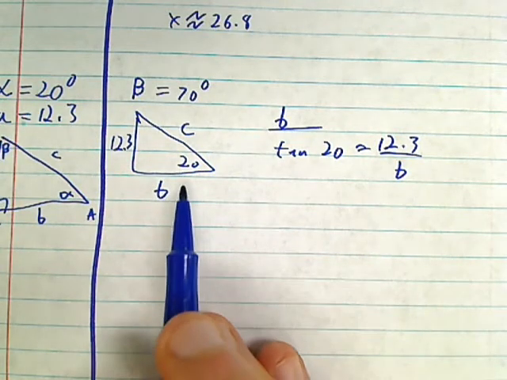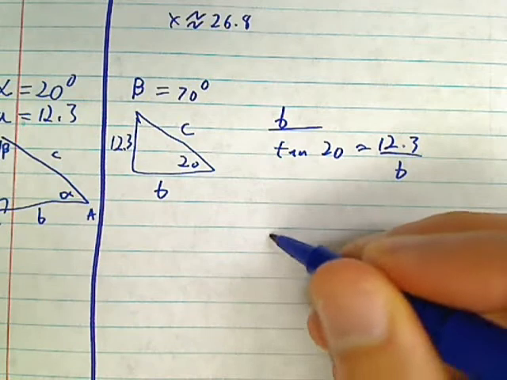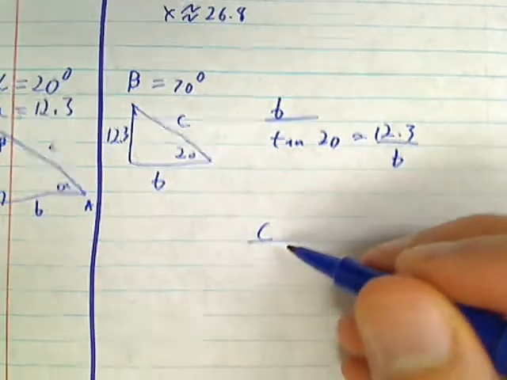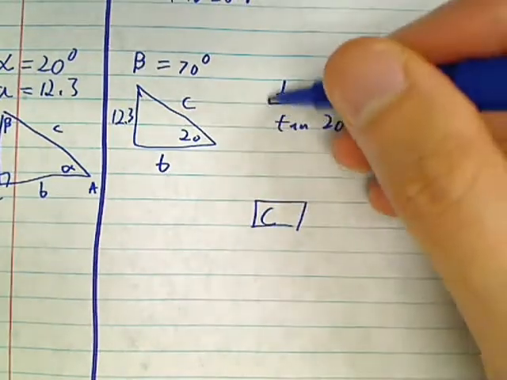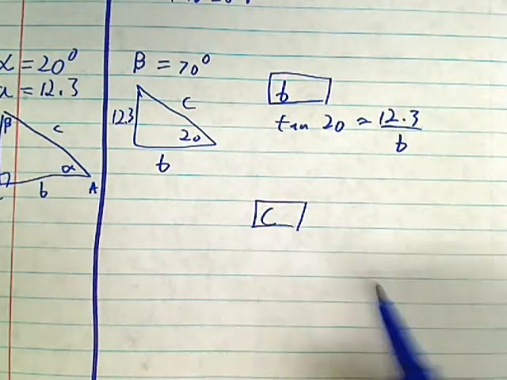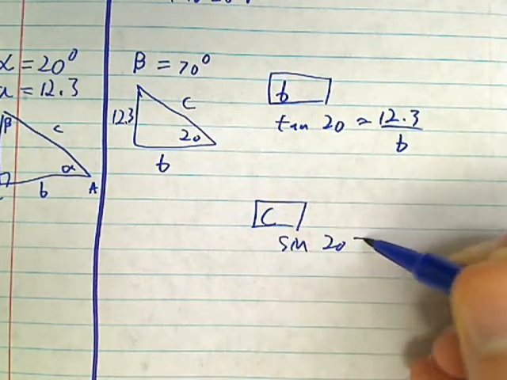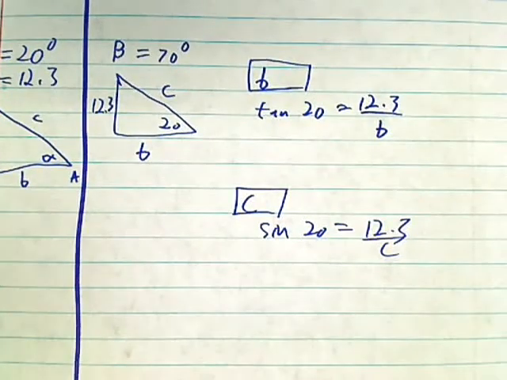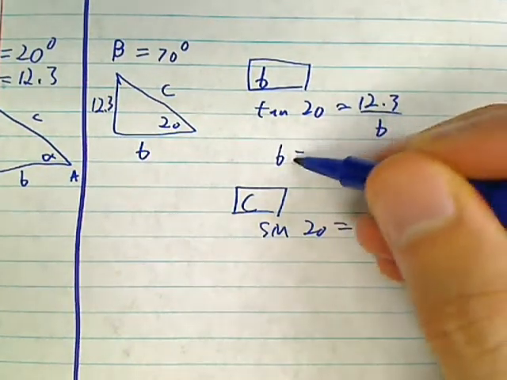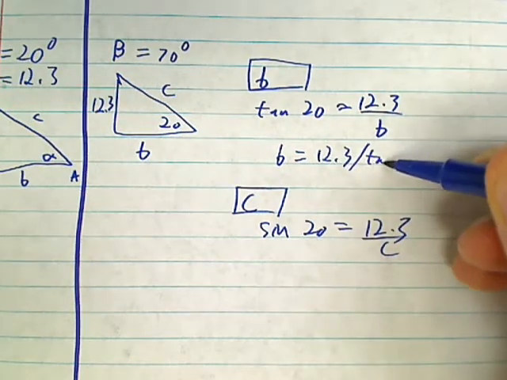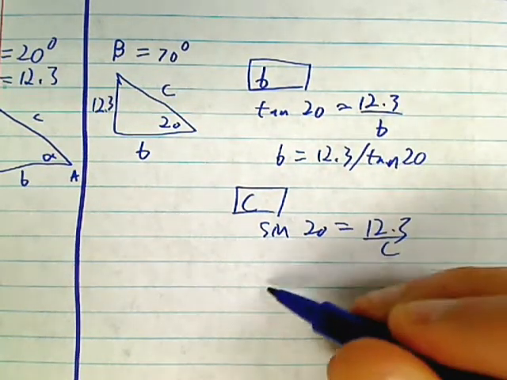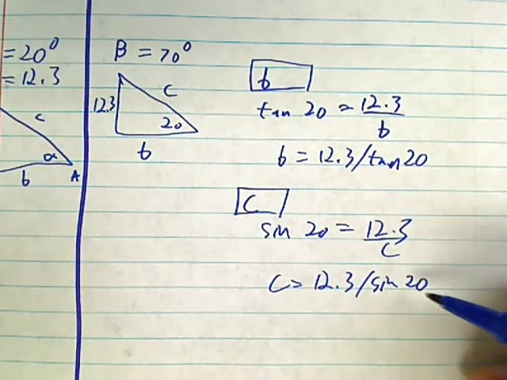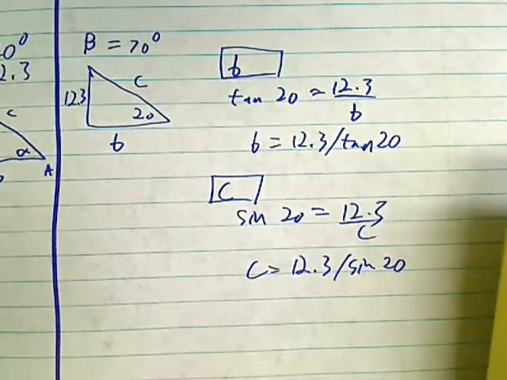And for side C, I'm going to use sine. It's opposite over hypotenuse. So sine of 20 equals 12.3 over C. So those two equations look pretty similar to each other. B is going to equal 12.3 over tangent 20. And C is going to equal 12.3 over sine 20. Okay, so let me punch both of those in my calculator.